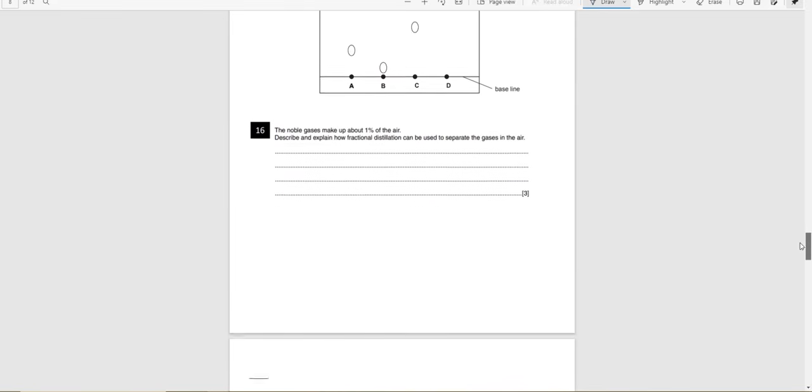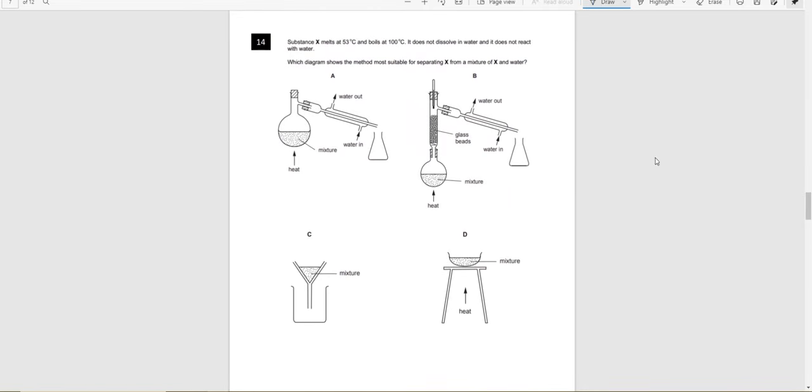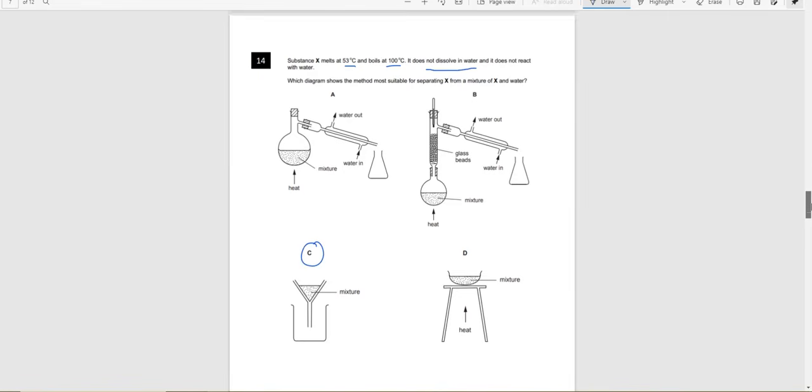Okay, there are some questions still left. Substance X melts at 53 degrees Celsius and boils at 100 degrees Celsius. It does not dissolve in water and it does not react with water. Which diagram shows the method most suitable for separating X from a mixture of X and water? The catch is it does not dissolve in water, so it has to be C. Have to filter it.